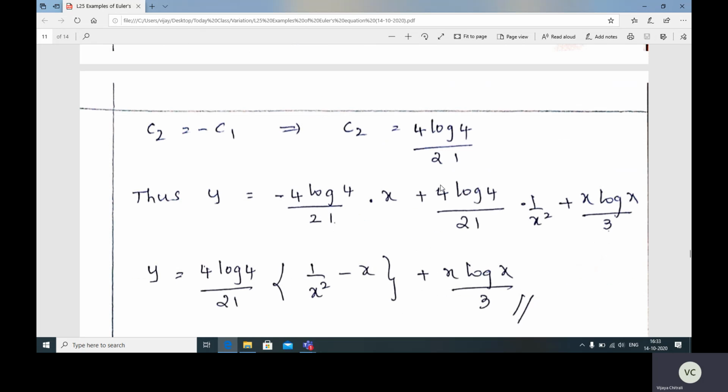So substitute these two in the general solution. So y is equal to minus 4 log 4 divided by 21 into x plus 4 log 4 divided by 21 into 1 by x square plus x log x divided by 3. If you want further simplification, take this as common and take the positive term first. So 4 log 4 divided by 21 into 1 by x square minus x, plus x log x divided by 3.